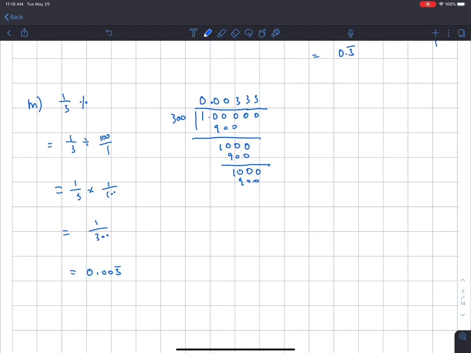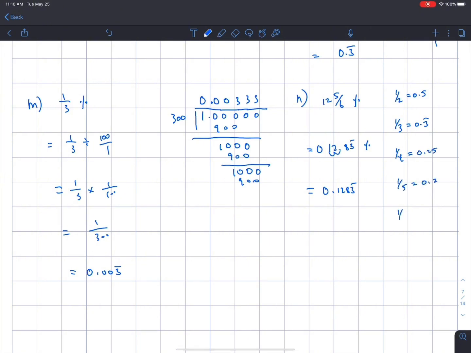And then 12.5/6%. This is 12.83 repeating percent. And then we can move the decimal point 2 to the left, 1, 2. So we get 0.1283 repeating. So again, I have memorized this one too. So the ones I have memorized, or most people would have memorized, is 1/2 is 0.5, 1/3 is 0.3 repeating, 1/4 is 0.25, 1/5 is 0.2, 1/6 is 0.16 repeating. So those are probably the ones that you want to know.